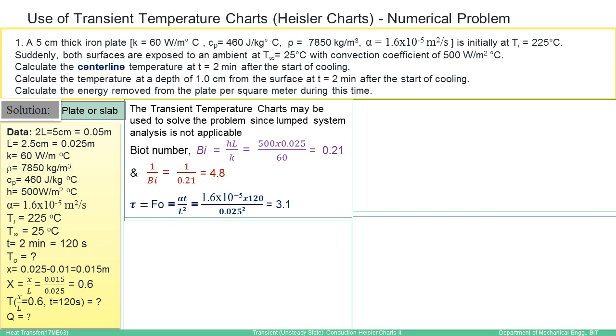Fourier number is alpha t divided by L square, where alpha is given directly, t also given, L is calculated. So Fourier number is 3.1. So now the first step is to calculate the centerline temperature. We have 1 by Biot number, that is 4.8, and Fourier number 3.1.